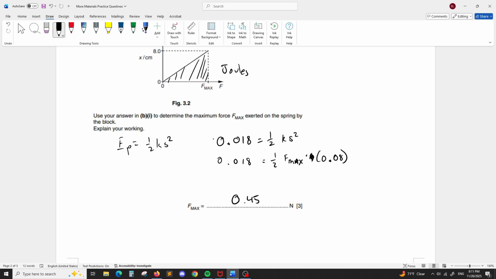Explain your working. Kinetic energy is converted into elastic potential.